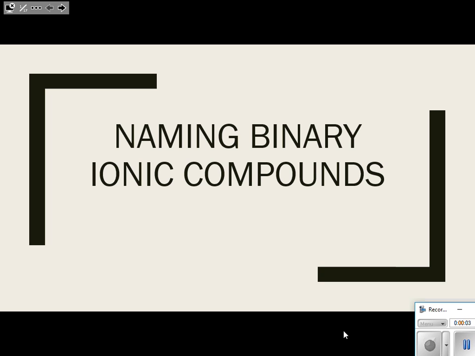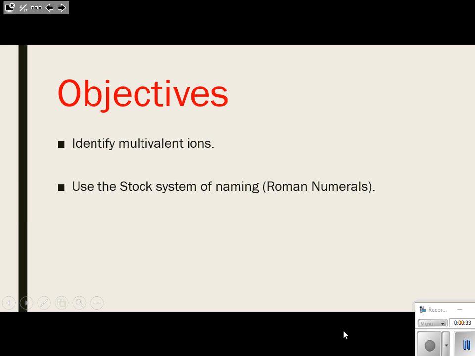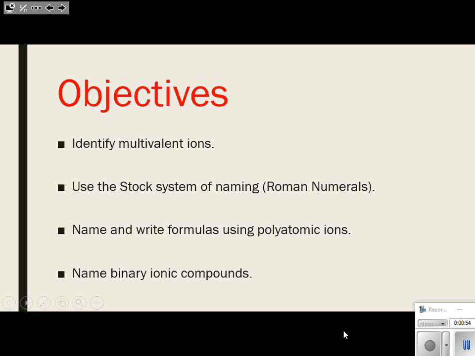Now, as we discussed in our video notes on naming binary ionic compounds, we should have certain objectives, which hopefully you will be able to meet by the time we are completed today. First of all, you should be able to identify a multivalent ion. You should be able to use the Stock system of nomenclature, which deals with Roman numerals. You should be able to name and write formulas using polyatomic ions. And finally, you should be able to name binary ionic compounds. So hopefully those four objectives will be met by the time you leave here today.